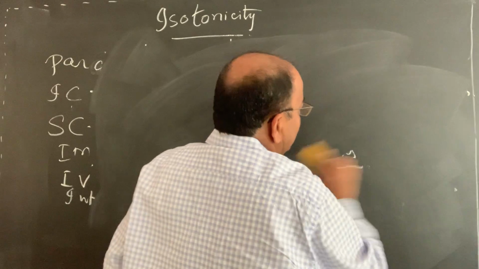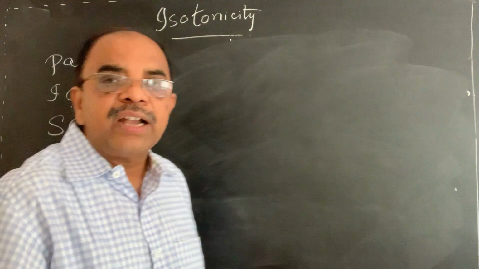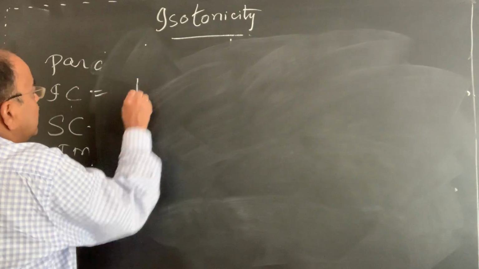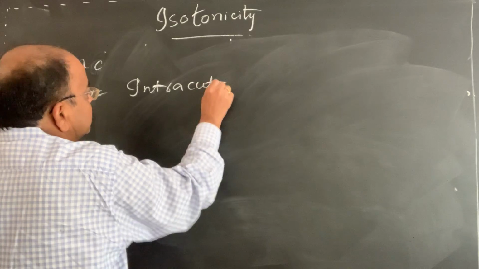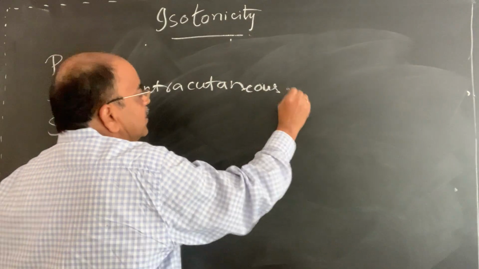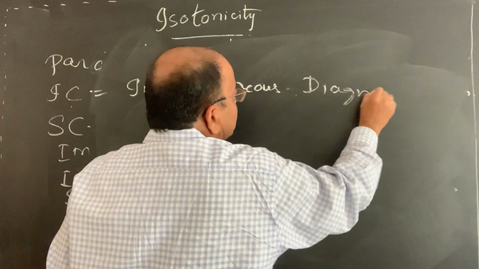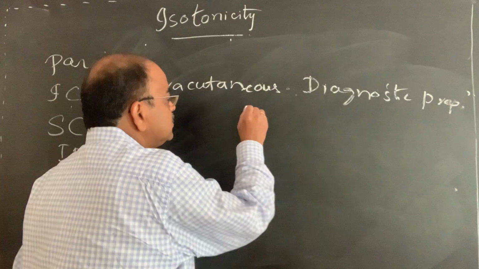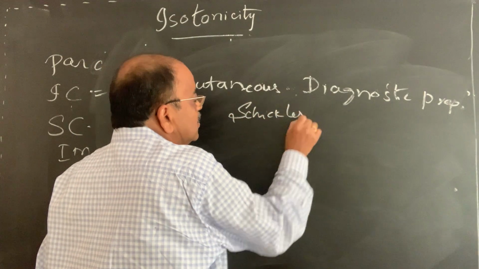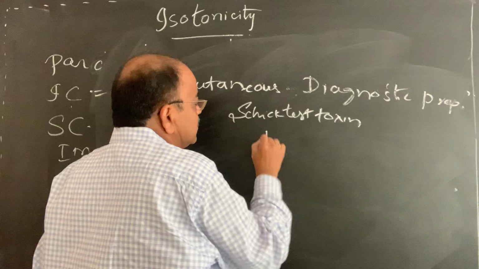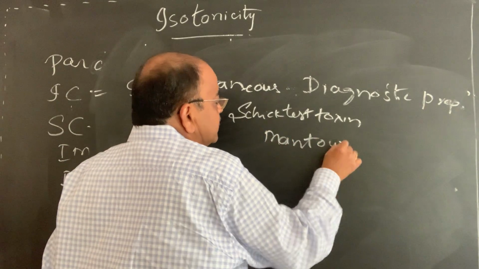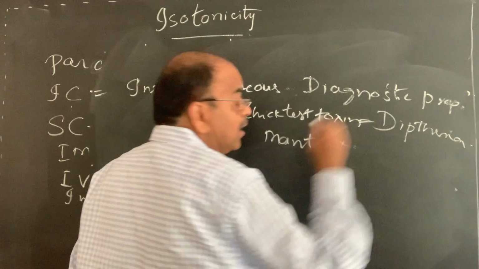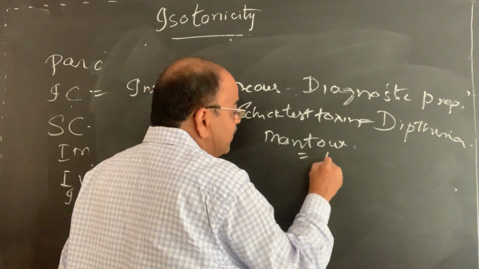To what extent is isotonicity required when administered by different routes of administration? First one, intracutaneous. We inject that into the skin. Example, Schick test toxin, Mantoux preparation. This is for diagnosis of diphtheria immunity. This is for diagnosis of tuberculosis.